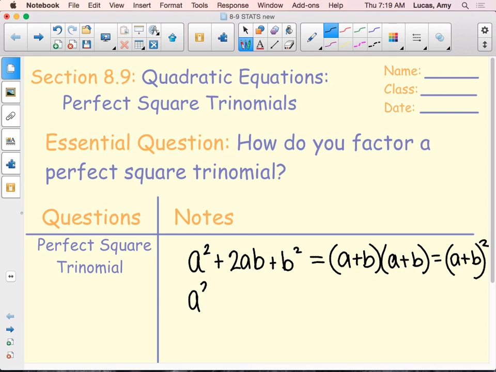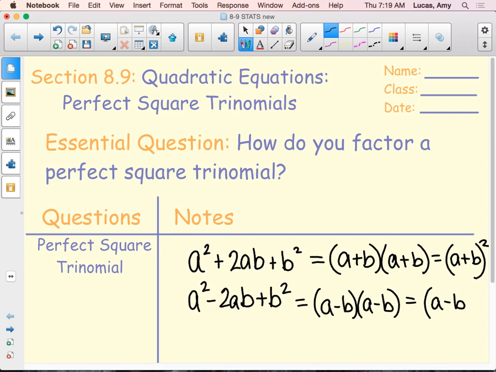The other one looks similar. It just has a minus on the middle term. So both of the binomials have minuses, so it will be a minus b quantity squared.